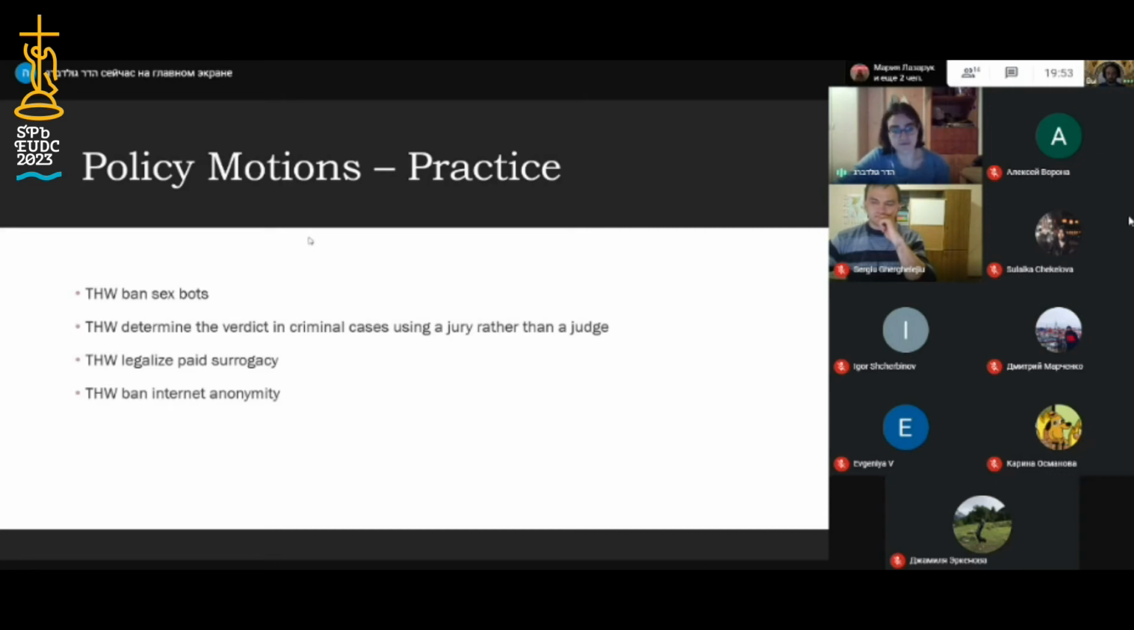Do we need to prove that the motion is justified? I guess yes. Why yes? Because by banning something, as usual, we're harming some rights of people, and we should, yeah, okay.